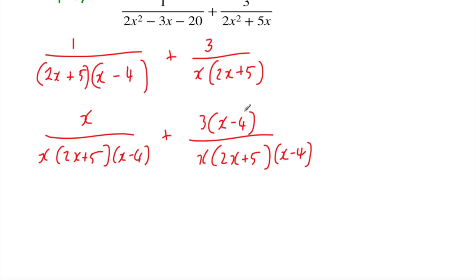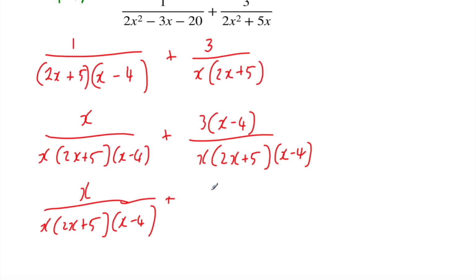Let's expand this bracket. The first fraction is going to stay the same, x bracket 2x plus 5, x minus 4. And then here we've got our plus, and then let's expand our bracket here. 3 times x would be 3x, and 3 times minus 4 would be minus 12. And then we've still got our x bracket 2x plus 5, and then bracket x minus 4. So we've just expanded our bracket here on the numerator to get 3x minus 12.